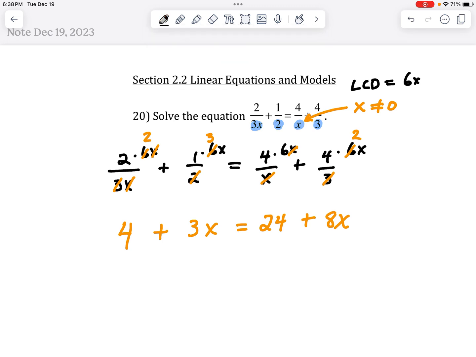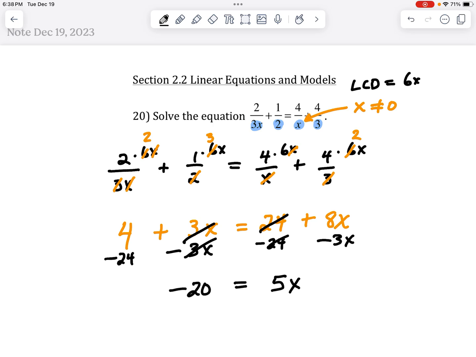The next thing is collect all the x's on one side. So what I prefer to do is keep the x's positive, so I'm going to subtract 3x from both sides. And then that means I need to move the 24 to the other side, so subtract 24. So these are going to cancel, these are going to cancel. On the right side, there's 5x. On the left side, a negative 24 and a positive 4 makes negative 20.